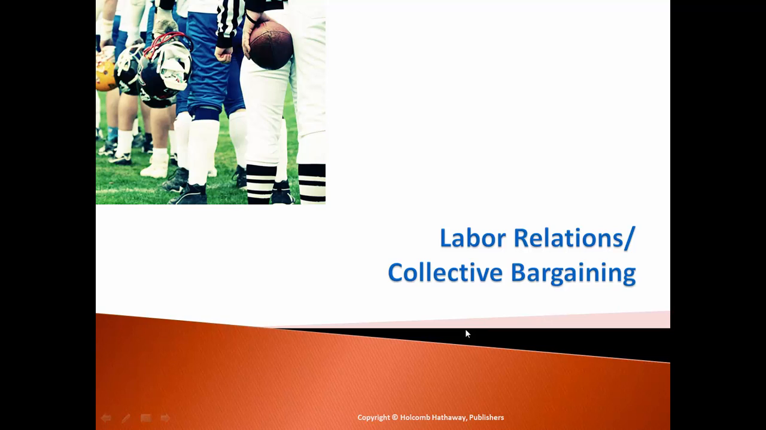So today we're talking about labor relations and collective bargaining. This chapter provides an overview of key labor laws. It discusses the basic provisions of the National Labor Relations Act of 1935, the Taft-Hartley Act of 1947, and the Fair Labor Standards Act of 1938. The chapter then presents information about unions in sport and collective bargaining.